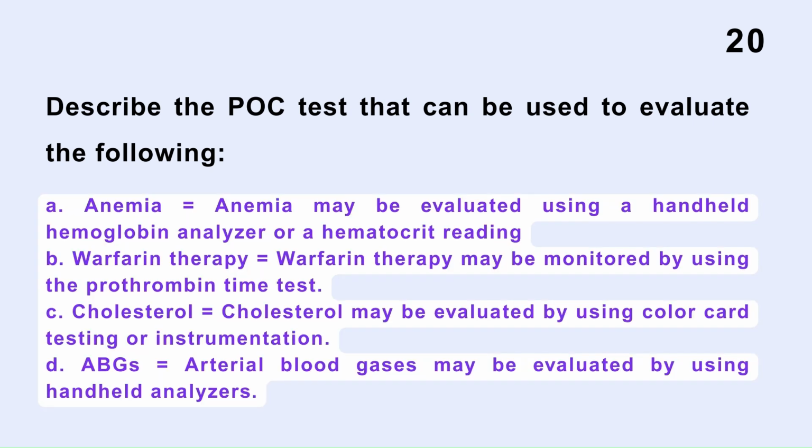A. Anemia. Anemia may be evaluated using a handheld hemoglobin analyzer or a hematocrit reading. B. Warfarin therapy. Warfarin therapy may be monitored by using the prothrombin time test. C. Cholesterol. Cholesterol may be evaluated by using color card testing or instrumentation. D. ABGs. Arterial blood gases may be evaluated by using handheld analyzers.